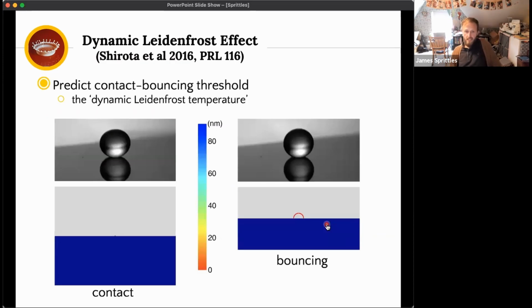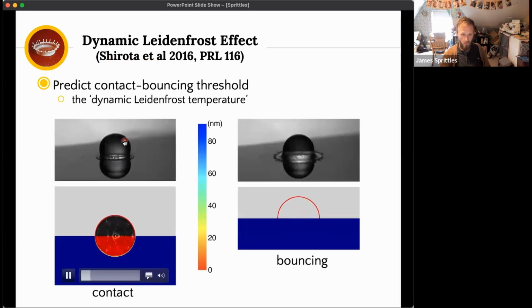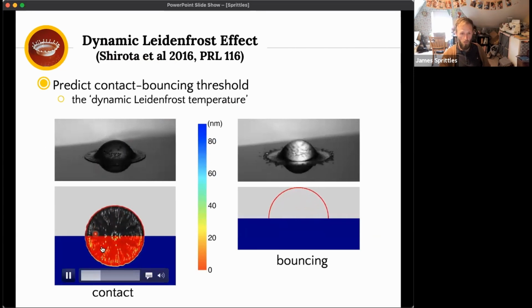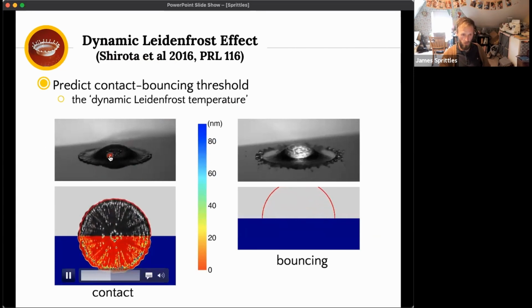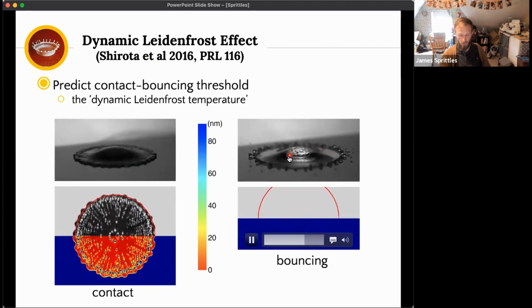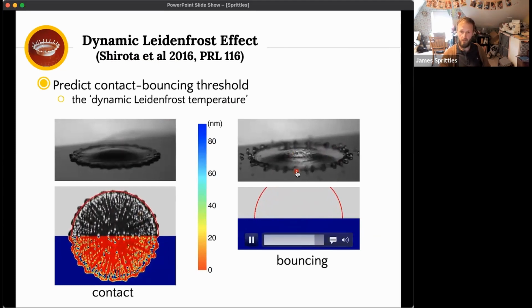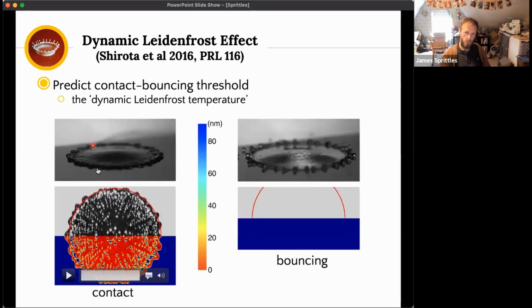There's also obviously the extension of the Leidenfrost towards dynamic cases. So in particular, the impact of drops, where there are experiments, for example, in Shirota 2016. What you see there is at lower speeds, you get this kind of complex boiling underneath the drop. At low temperatures, you get this. And at higher temperatures, you see Leidenfrost films being generated and no contact and no heat transfer.